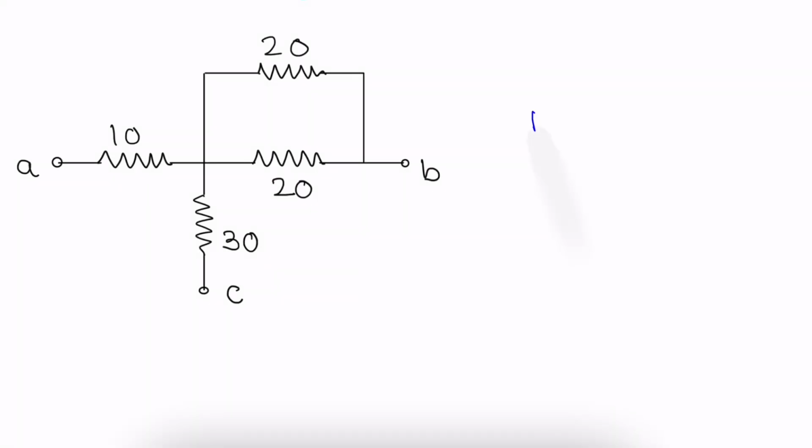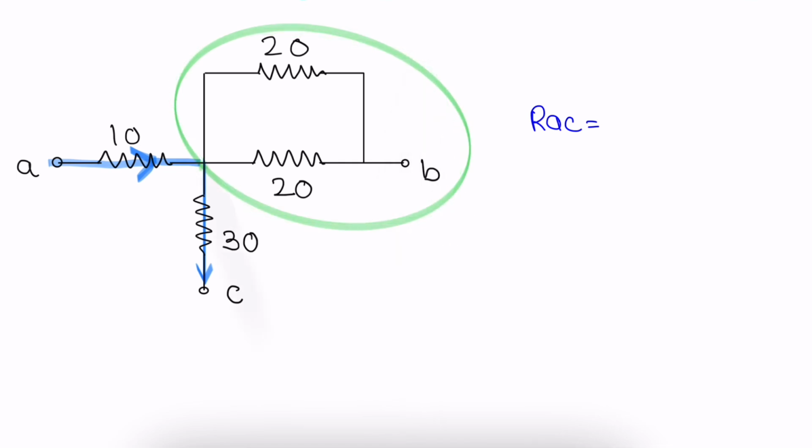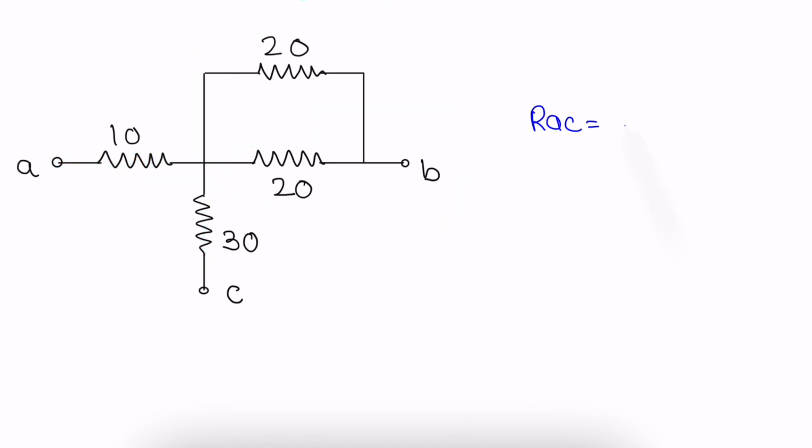So when you calculate RAC, we can see the current will come over here, then through point C like this, and then to the battery. So this area of the circuit will never come into the picture. These components will not be part of the equation, and simply we can see 10 and 30 are in series. So RAC will become 10 plus 30, 40 ohms.